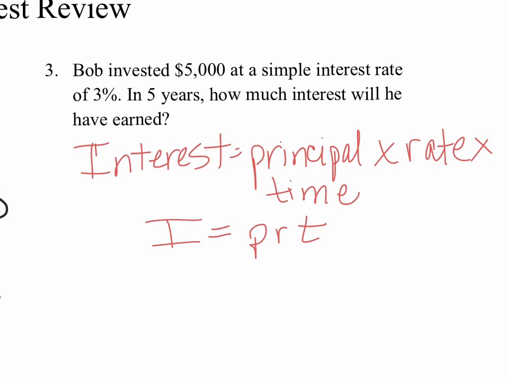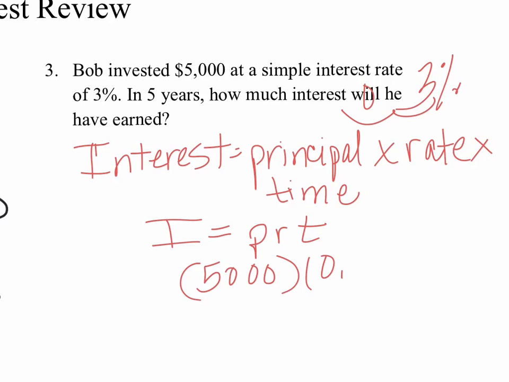You would multiply the principal, which is 5,000, times the rate, 3%, as a decimal, that would be 3 hundredths, and the time, 5 years. You should see quickly that you can multiply the 3 times 5, which is 15, and move it over 2 times, which will give you 15 hundredths.